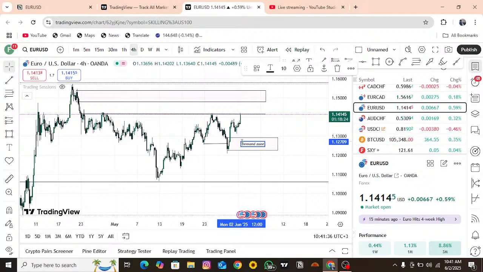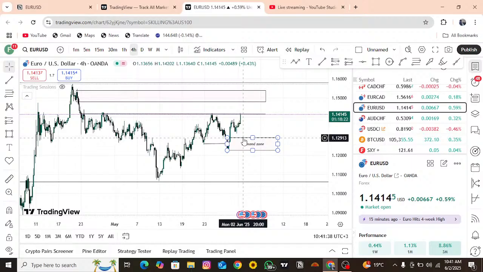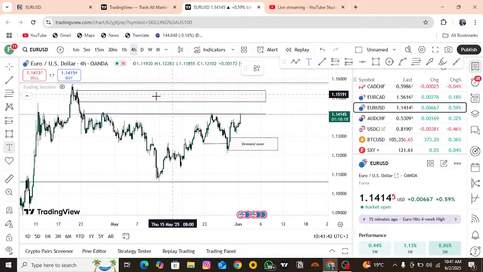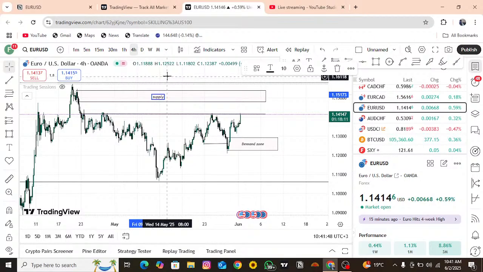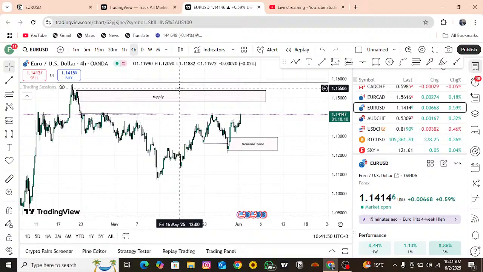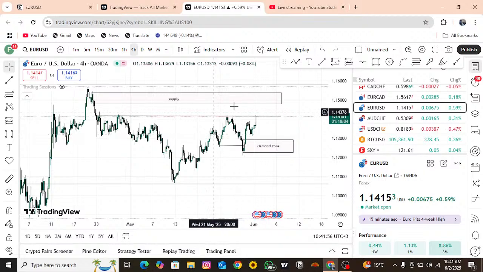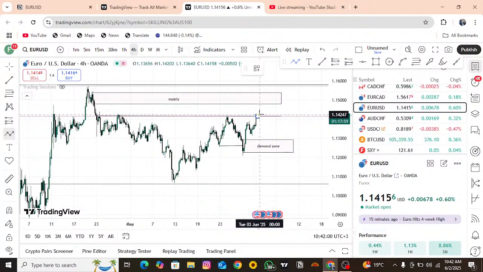My demand zone. Then above here I'm seeing this one, we call it supply. Supply. So I'm expecting to see the market perhaps clearing this liquidity just above this zone.